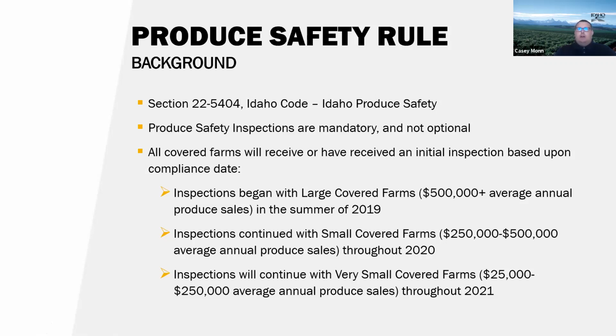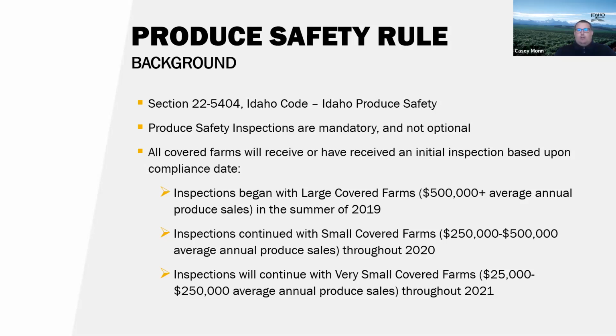So I know Lou talked a little bit about inspection frequency, and right now ISDA is operating based on compliance year. What that means is inspections began in 2019 with our covered farms, those farms that are grossing $500,000 or more of average annual produce sales over a 3-year rolling period. Those inspections began in the summer of 2019. Last year, we started with our small covered farms. So in 2020, we inspected small covered farms with $250,000 to $500,000 of average annual produce sales over a 3-year rolling period.